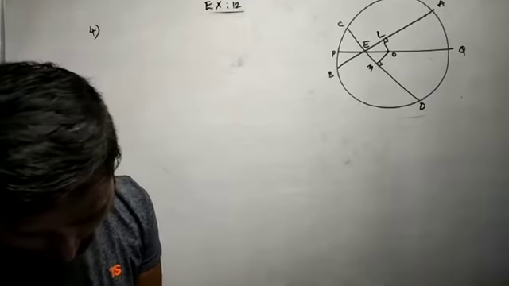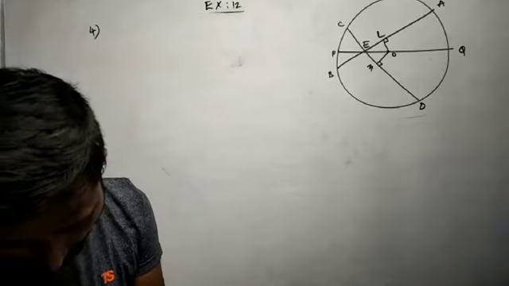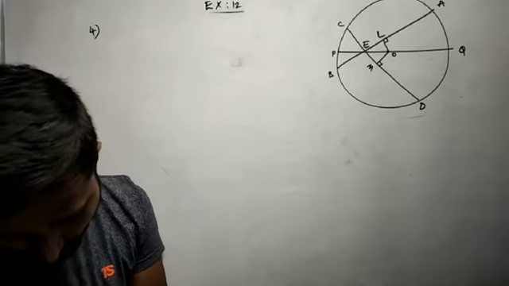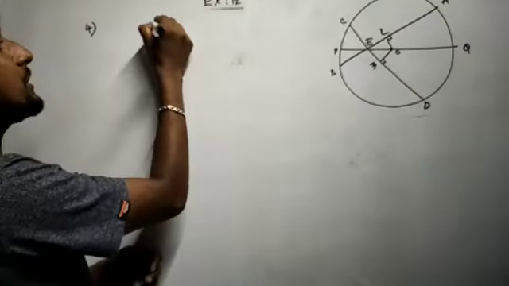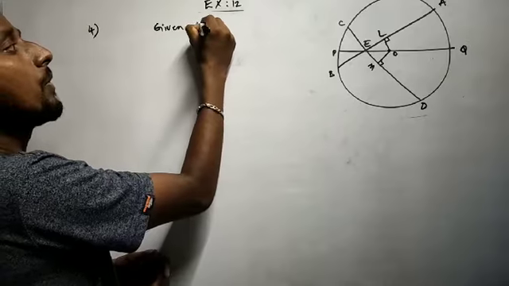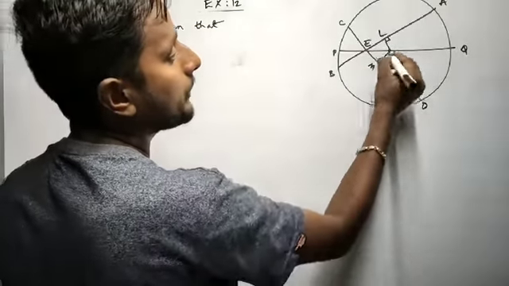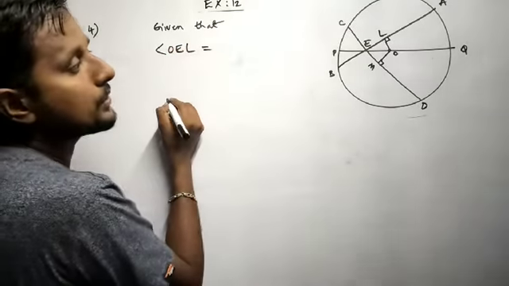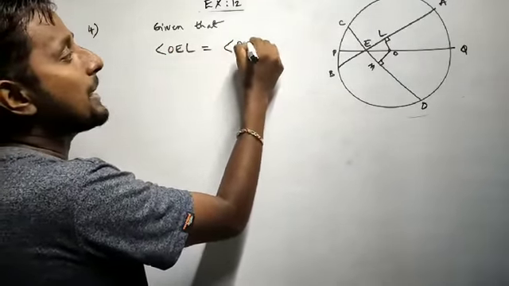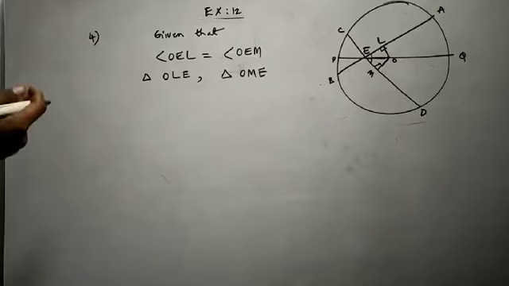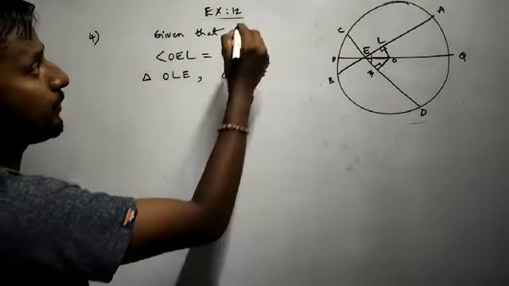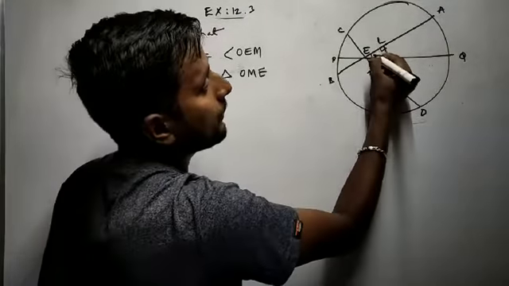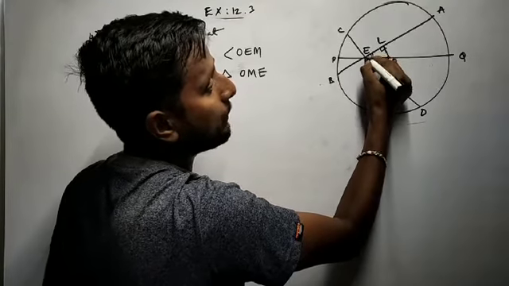Given information is, if two intersecting chords of a circle make equal angles with a diameter passing through their point of intersection, prove that. So given information is only one thing. Given that angle OEL is equal to angle OEM. So that means this is a given information of exercise 12.3, fourth problem. The fourth problem tells us the chords are making equal angles at point E.